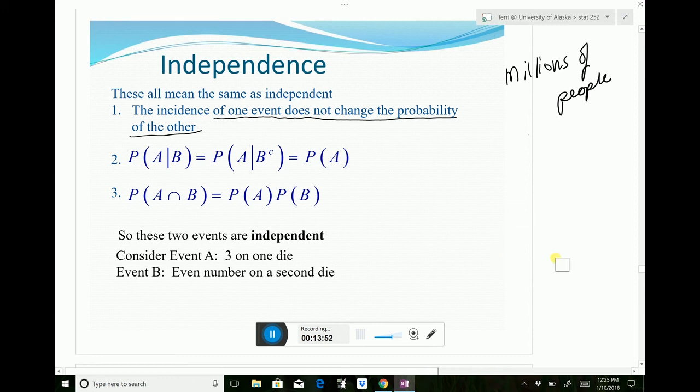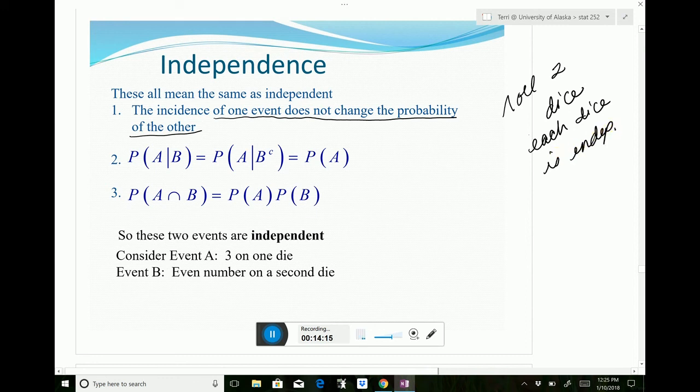Because the probabilities do not change enough to make a difference. It's negligible. But we have true independence in that if we roll 2 dice, each die is independent, right? If I flip a coin twice, each flip is independent. And there are many more things that just run independently of each other.